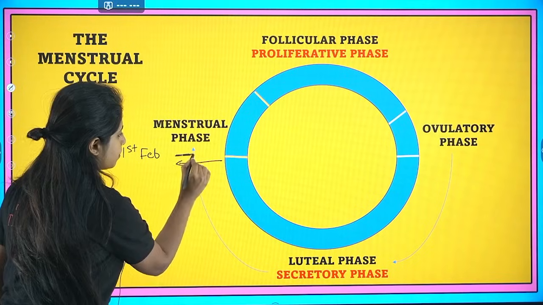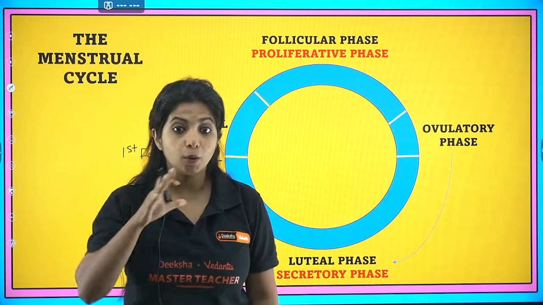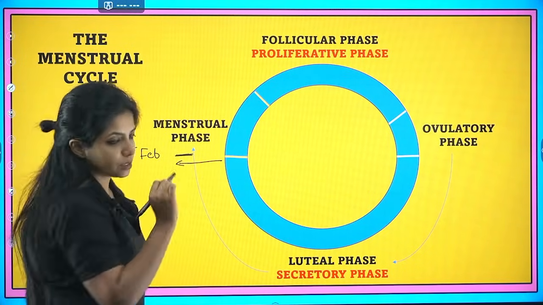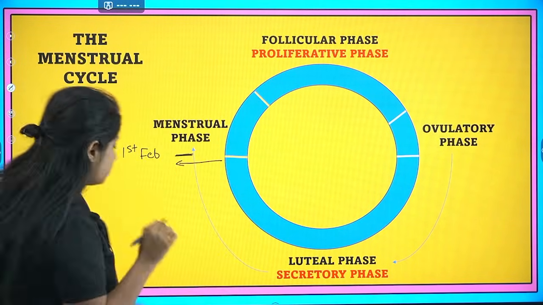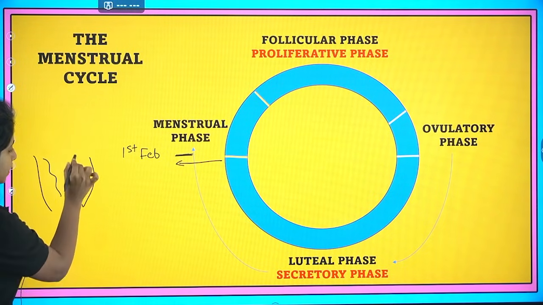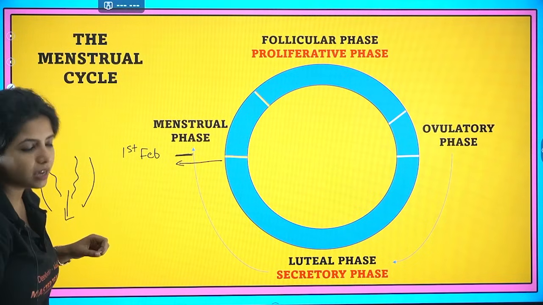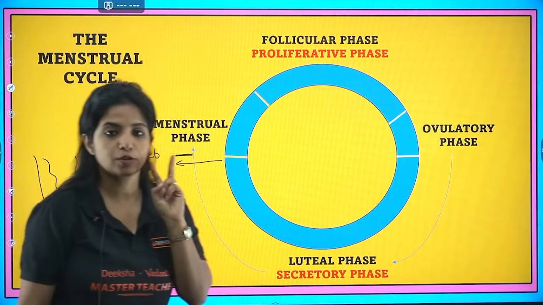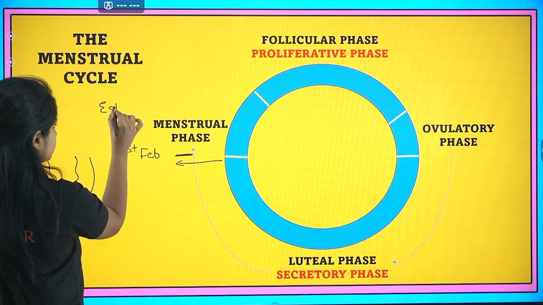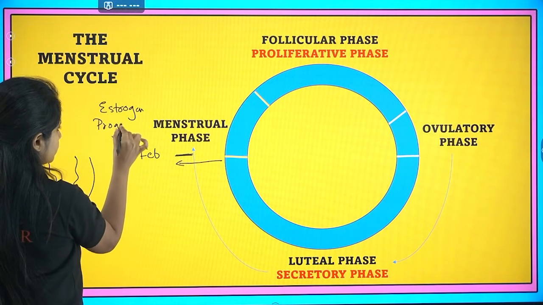So 1st of Feb, my dear children, suppose you have started menstruating, your blood is flowing down. This phase is known as the menstrual phase. Why is your blood flowing down? Because you need to understand the inner layer that you had in the uterus is basically getting shed. The endometrium is getting shed. And there are 2 hormones which are responsible for this. One is estrogen. Another one is progesterone.